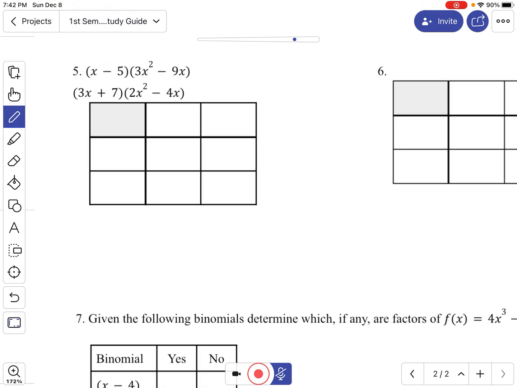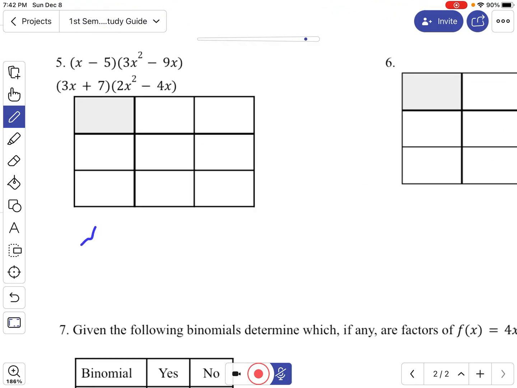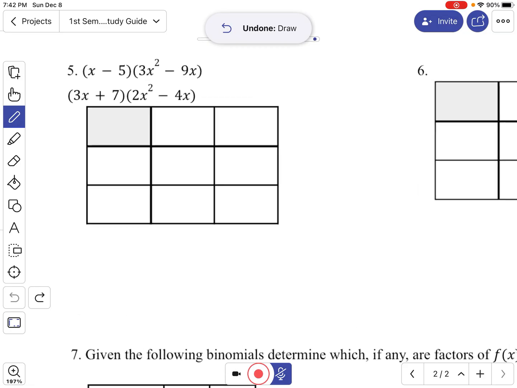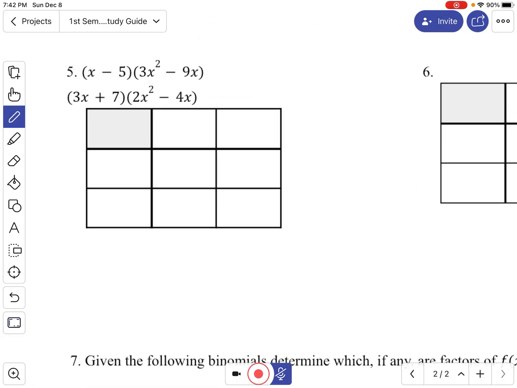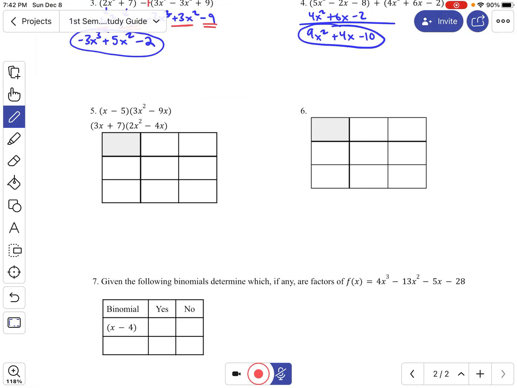Okay, so now we're going to be multiplying. And I'm pretty sure this goes over here for this one. So I'm going to rewrite this over here.